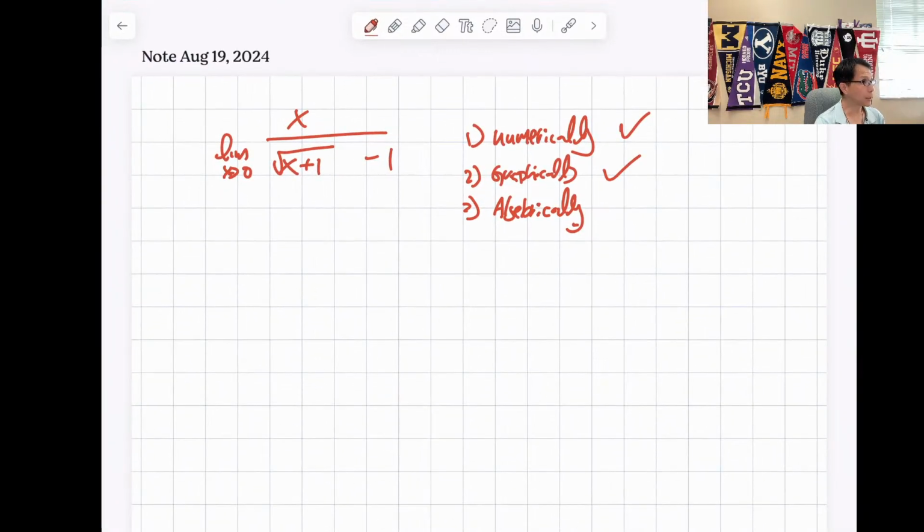Now, graphically, we're done. Algebraically is something we're going to pay a little more attention to. But before we get there, we know that this is equal to 2, according to the first two ways. We haven't talked about algebraically yet. We're going to talk about it later. Okay? Got it?